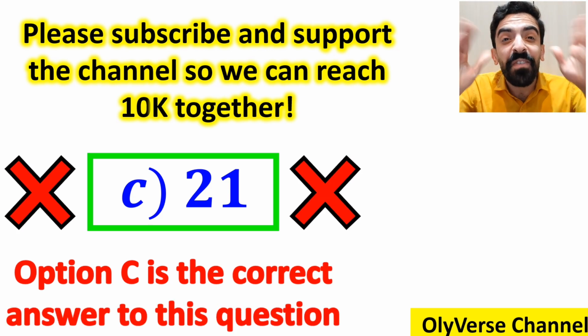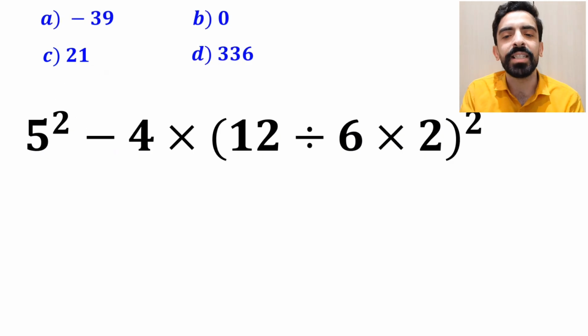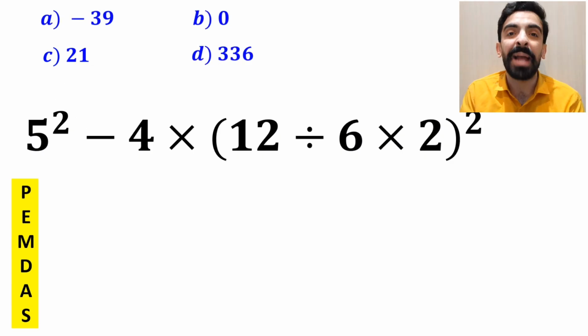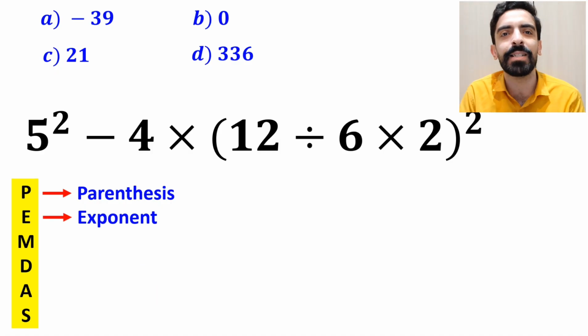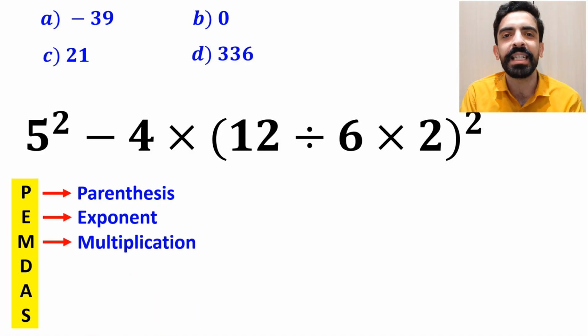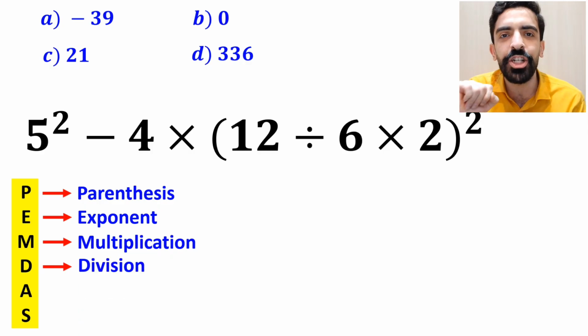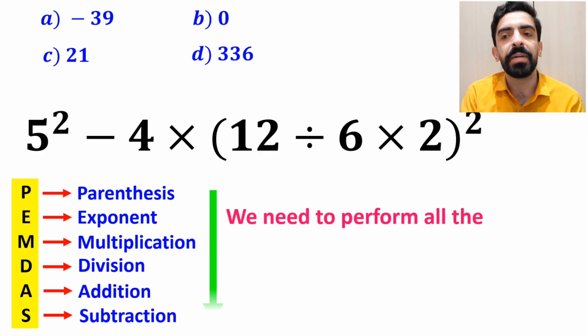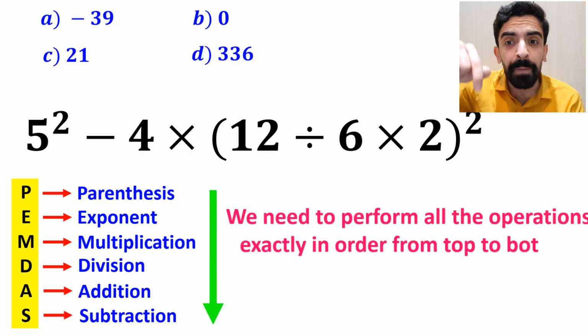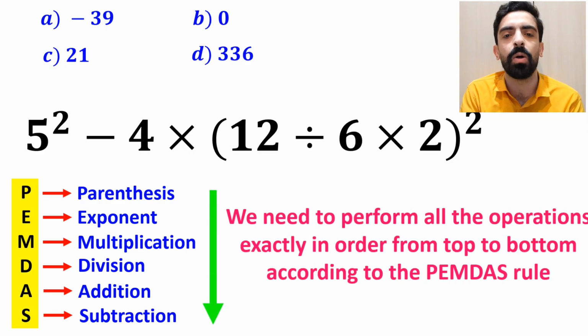However, that's definitely wrong. To solve this question, we must carefully follow the PEMDAS rule step by step. In this rule, P stands for parentheses, E stands for exponent, M stands for multiplication, D stands for division, A stands for addition, and S stands for subtraction. We need to perform all the operations exactly in order from top to bottom according to the PEMDAS rule.